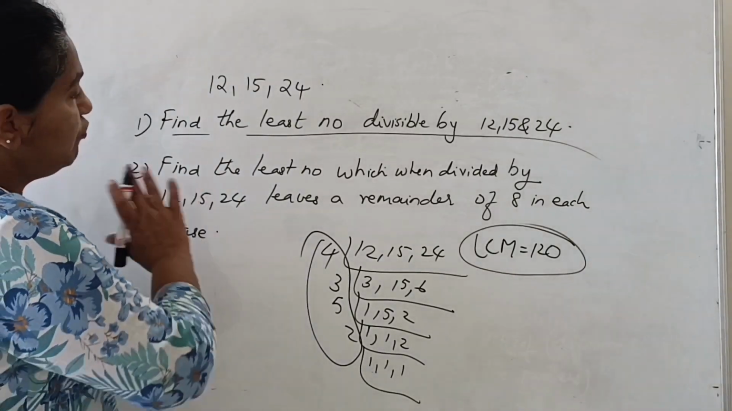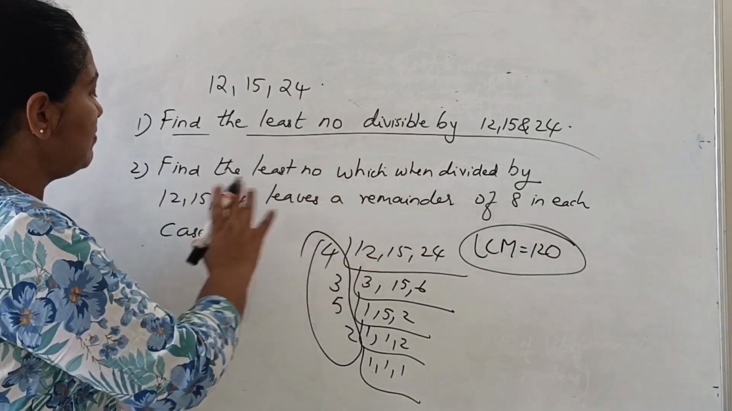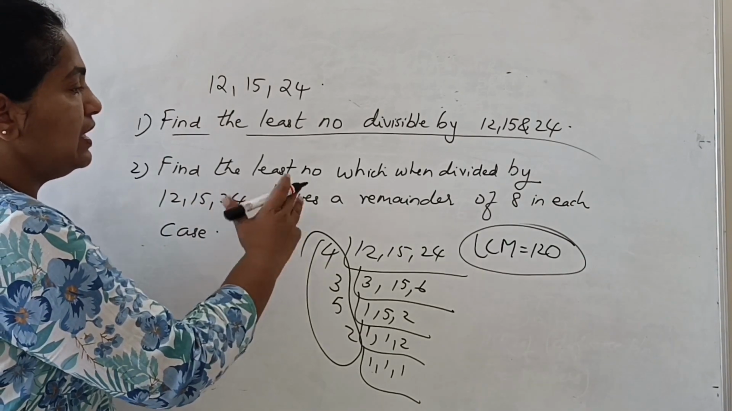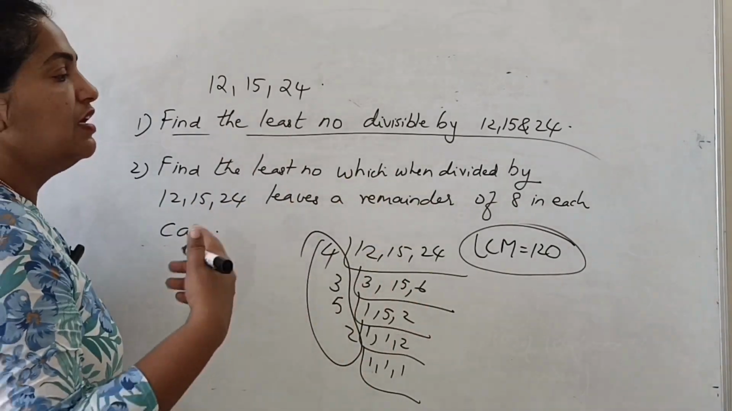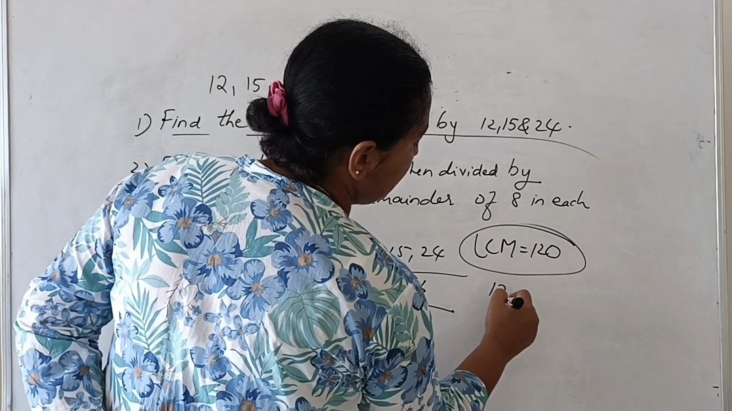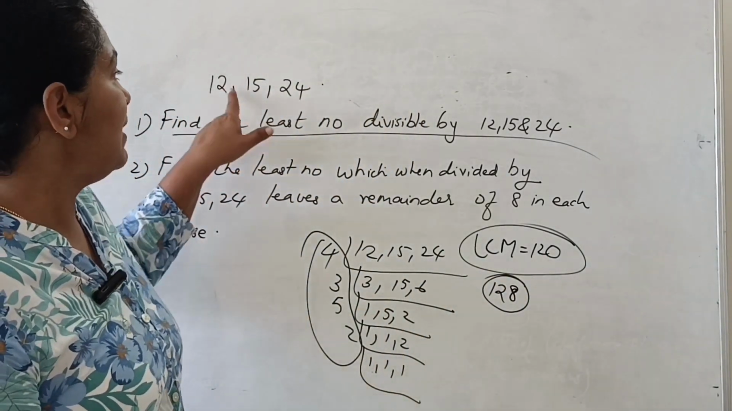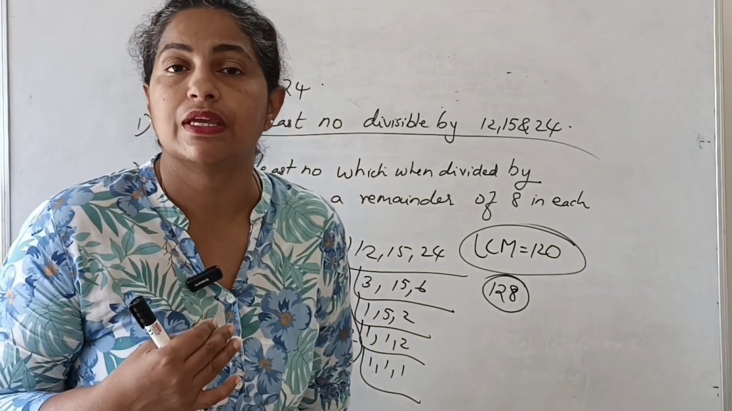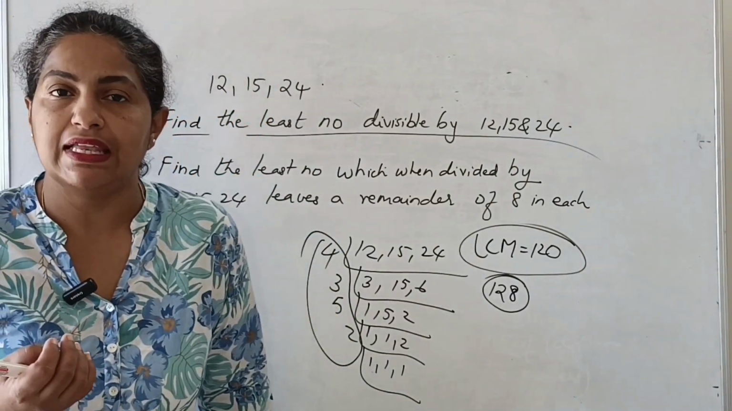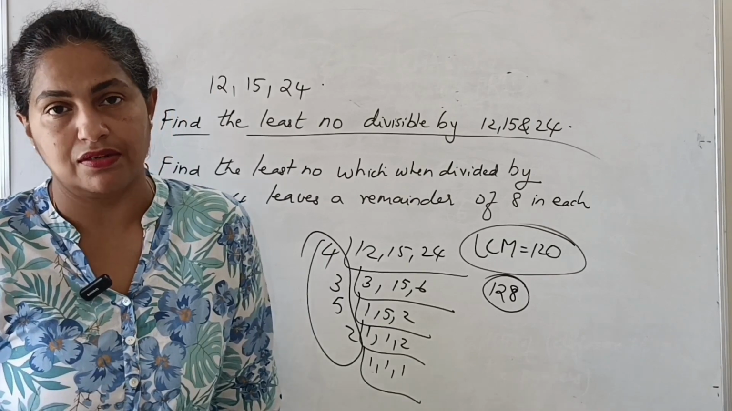Now, second part. Find the least number which when divided by 12, 15 or 24 leaves a remainder of 8 in each case. So when I am increasing 120 by 8, I will get 128 and if I am dividing 128 by either of these numbers, I will get a remainder of 8. So it is basically LCM plus the remainder.